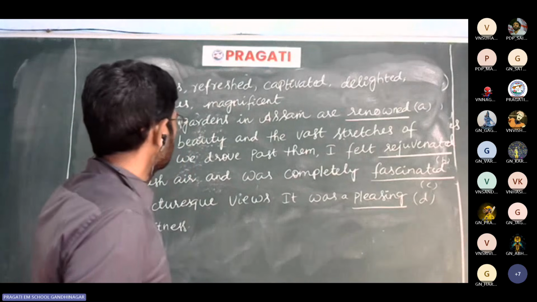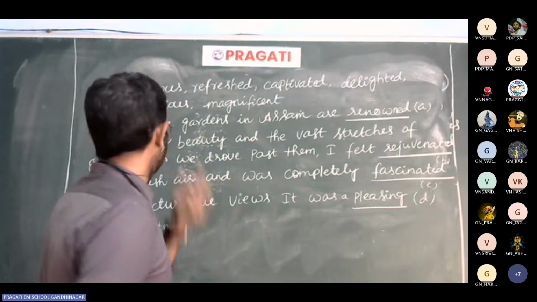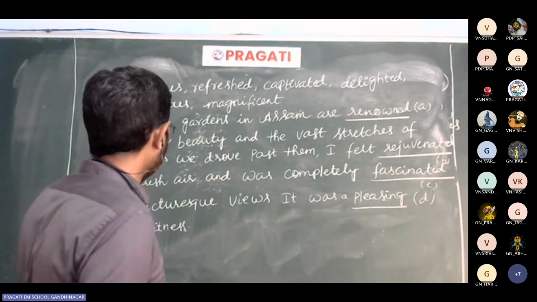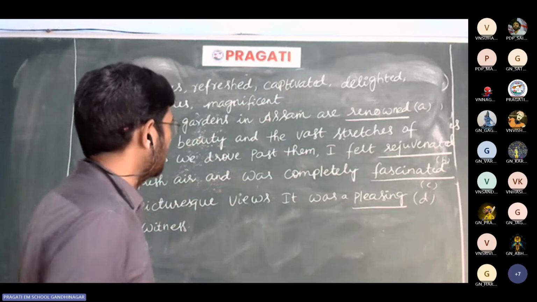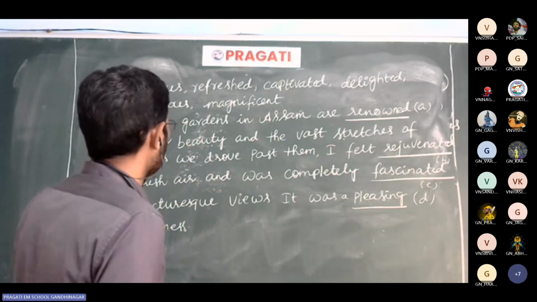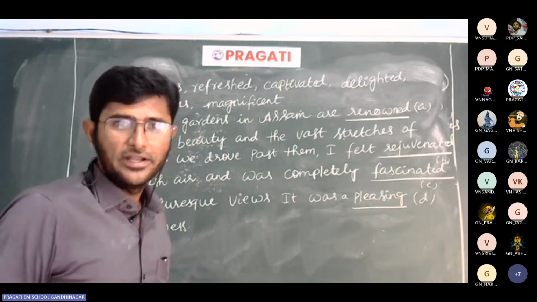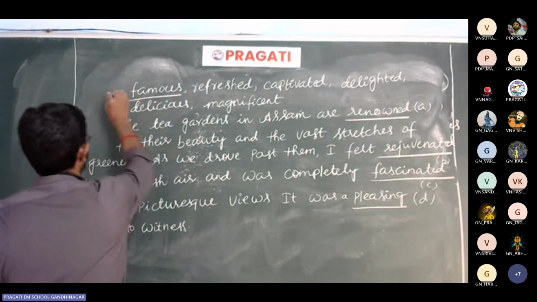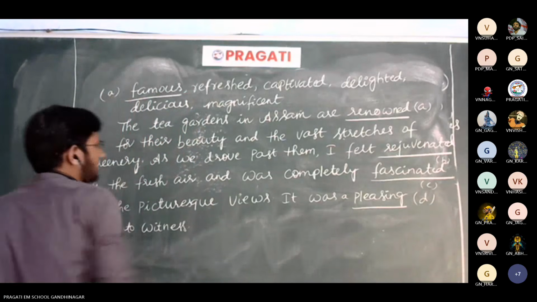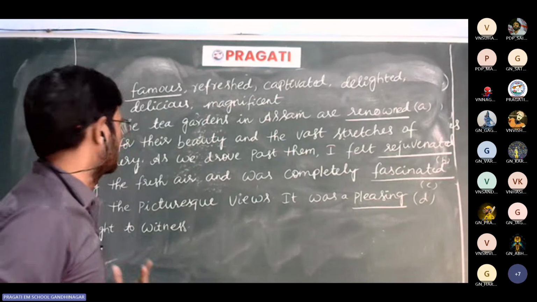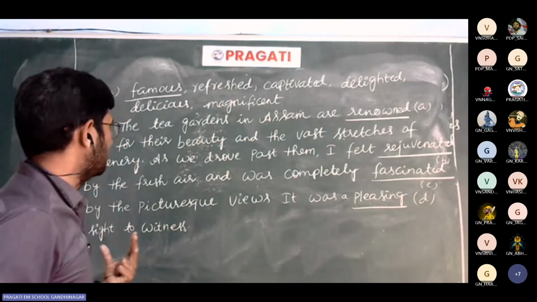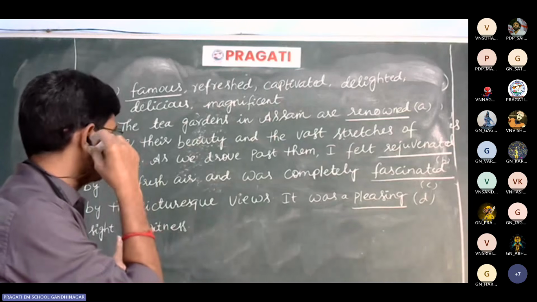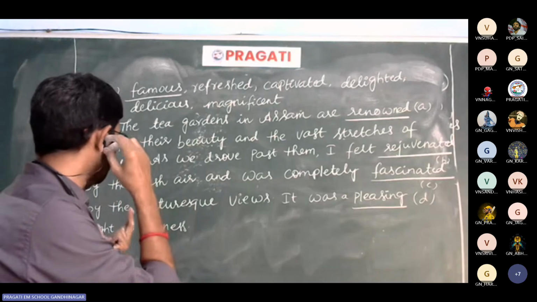So we have famous, refreshed, captivated, delighted, delicious, magnificent. The tea gardens in Assam are renowned. Renowned means, just now we have seen, well known to many people, right? So it's a straight away answer. Famous. Renowned means what? Famous. So the tea gardens in Assam are famous for their beauty and the vast stretches of greenery.